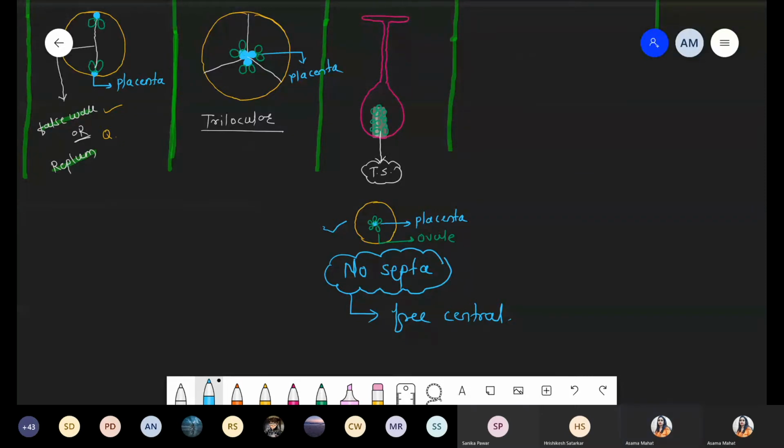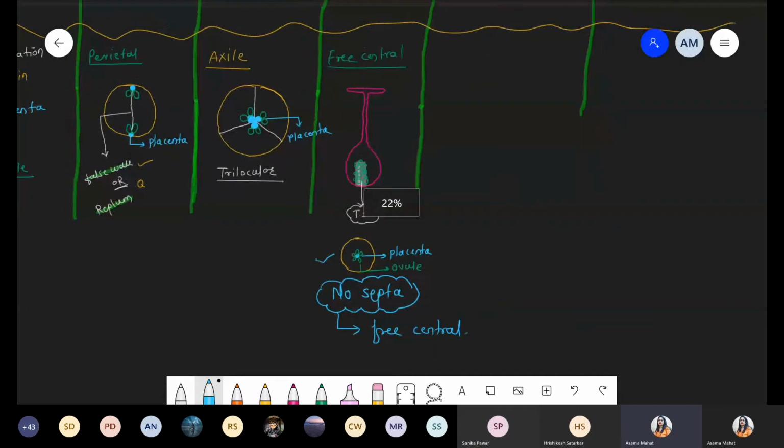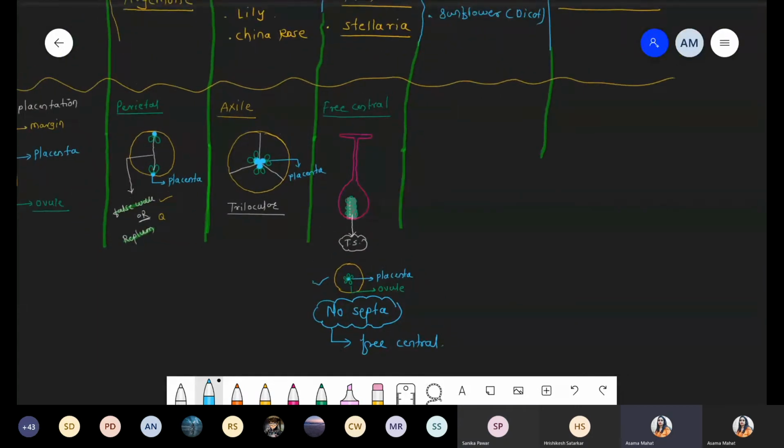Okay, so now after this free central, we are talking about the next part, that is basal. Inside this basal, we are talking about the most advanced type, which is present in sunflower and wheat. Why are these called the most advanced? Because it shows just unilocular.